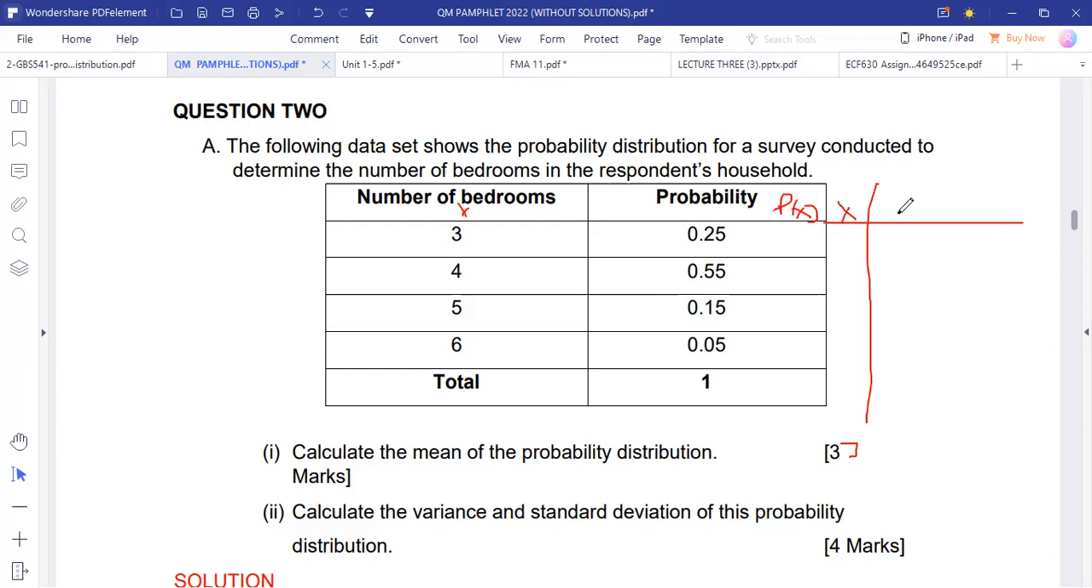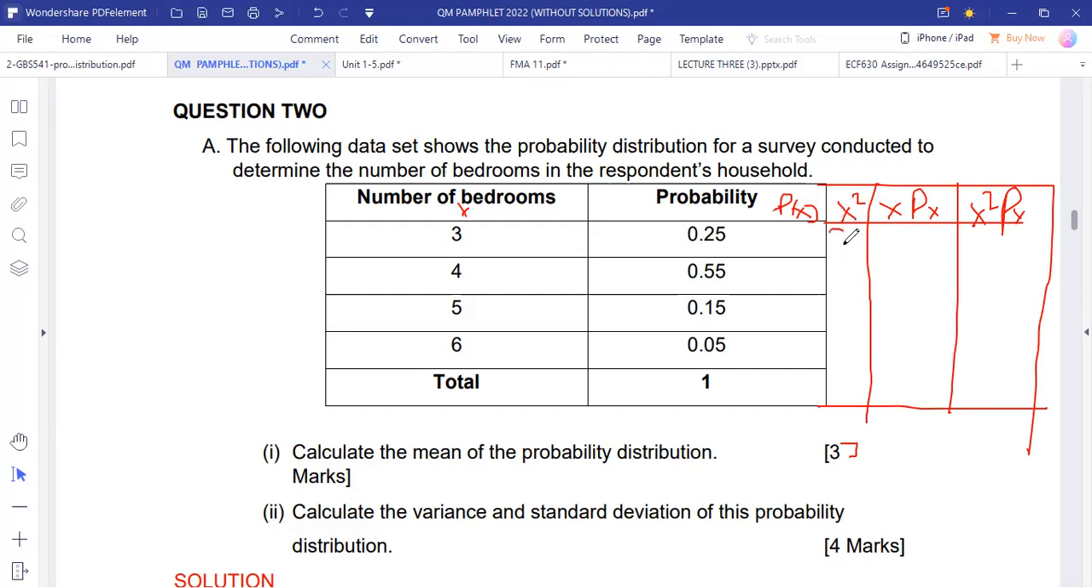So here, x, p(x), and x squared p(x). So how do you find the values of x squared? We're squaring x, which is our number of bedrooms. So 3 squared, which is 9, 4 squared, 16, 5 squared, 25, 6 squared, 36.